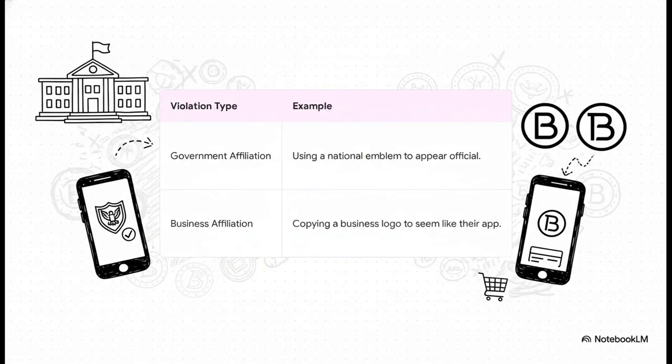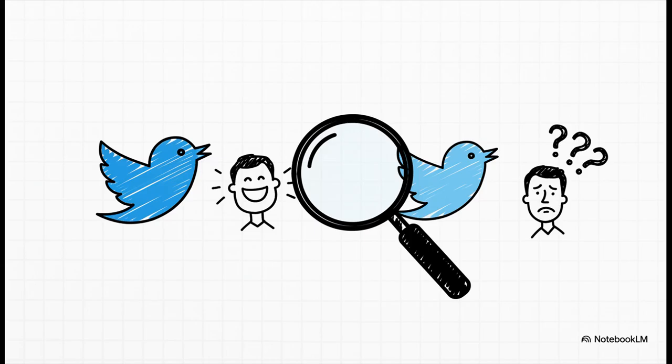And this isn't just about text, right? Visuals are incredibly powerful. Using a national emblem to make your app look like it's from the government, or just copying a business logo to ride on their coattails, both are classic, textbook examples of visual impersonation. Now, here's where it gets a little tricky. It's not always about a straight-up copy and paste job. The policy also covers app titles and icons that are just so similar to other products that a user might get confused. This is a really crucial gray area that you've got to navigate carefully.